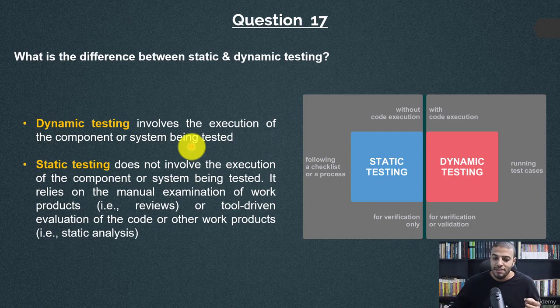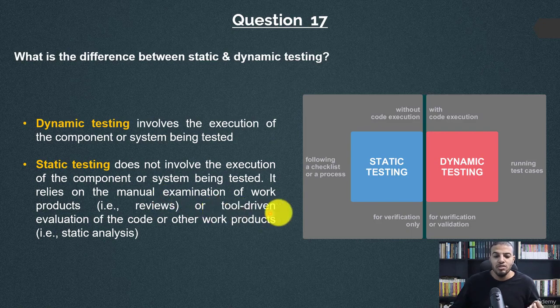On the other hand, static testing does not involve the execution of the component or system being tested. I'm not providing input and waiting for output. Static testing has 2 forms. It has the manual examination of the work products, like reading the requirements and finding ambiguities in them, or reviewing the code, okay, and searching for example, some variables which are not declared correctly. This is called a review.